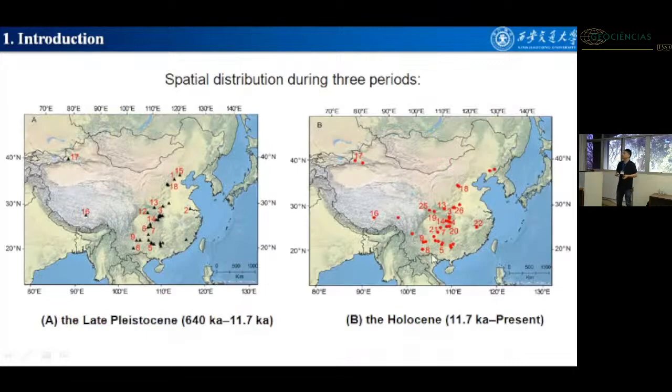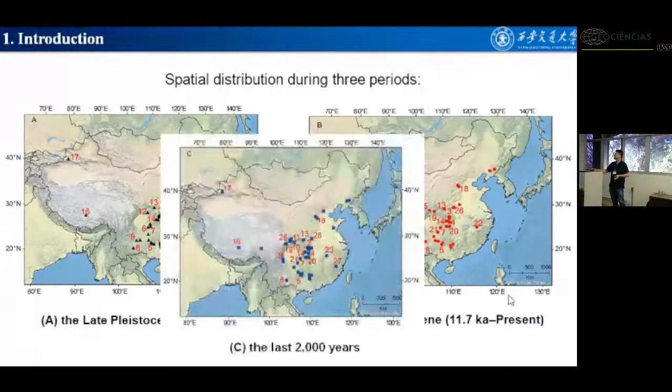This map shows cave locations from different time periods. We can still see most records are from central China and southwest China. This is for the last 2000 years period.